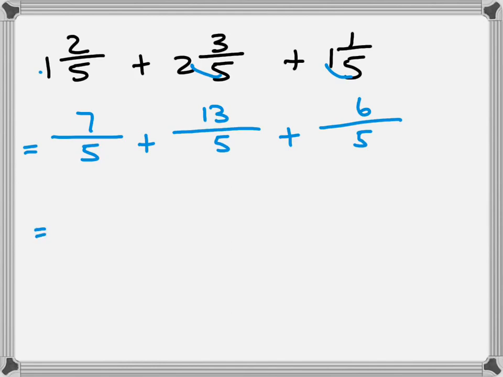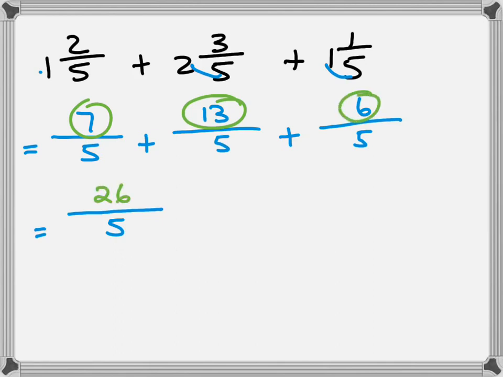Right, and so we're going to end up over 5 with 7 plus 13, that's 20, plus 6 is 26 over 5. 26 over 5 is an improper fraction, so we need to change it back to a mixed number. We're going to say 5 divided into 26. It can go 5 times, because 5 times 5 is 25. 26 minus 25 is a remainder of 1 over 5.